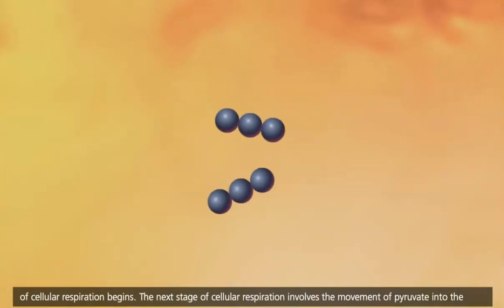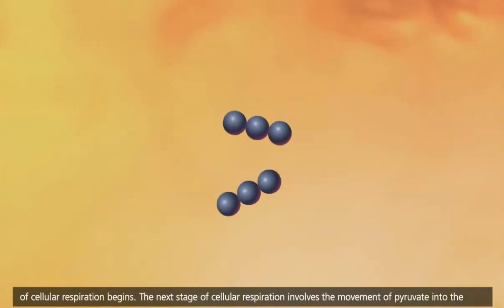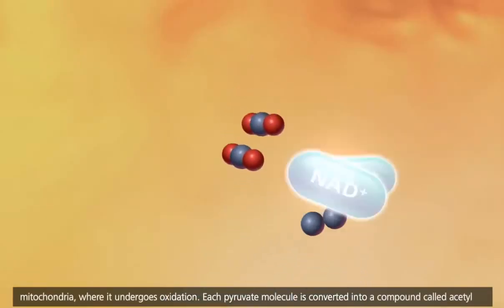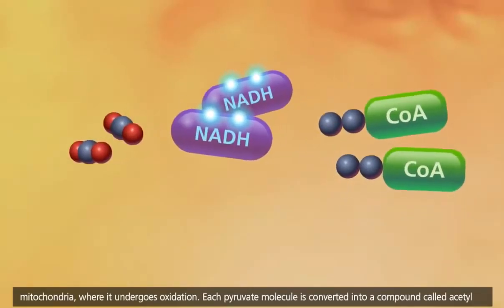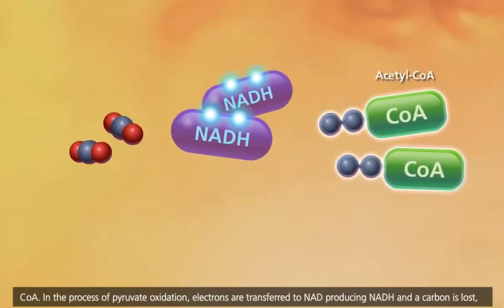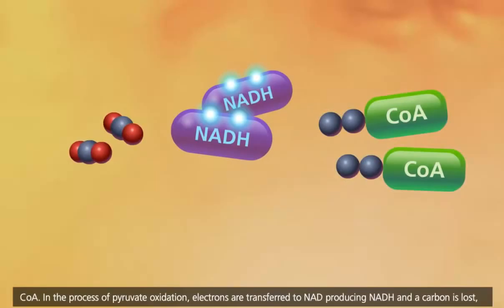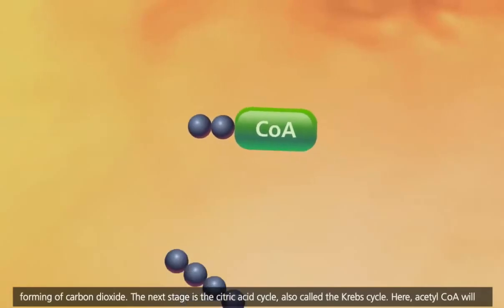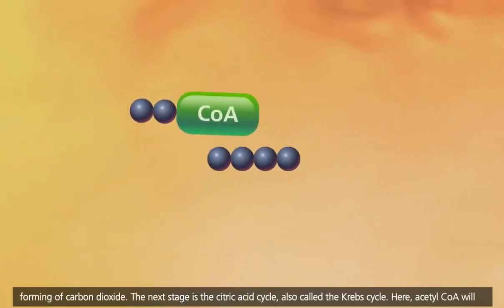The next stage of cellular respiration involves the movement of pyruvate into the mitochondria, where it undergoes oxidation. Each pyruvate molecule is converted into a compound called acetyl-CoA. In the process of pyruvate oxidation, electrons are transferred to NAD, producing NADH, and a carbon is lost, forming carbon dioxide. The next stage is the citric acid cycle, also called the Krebs cycle.